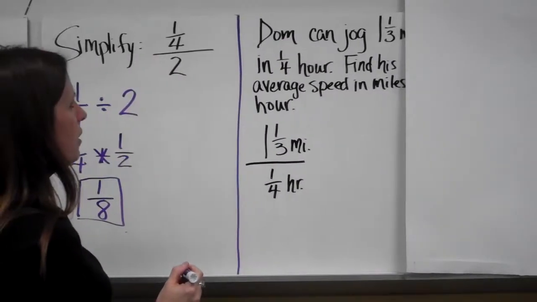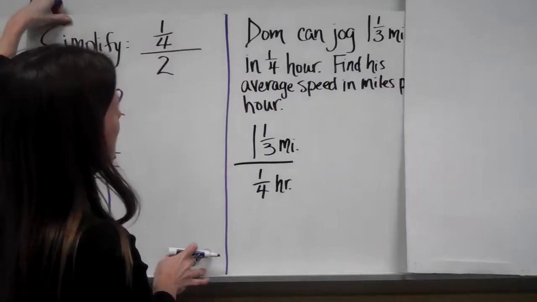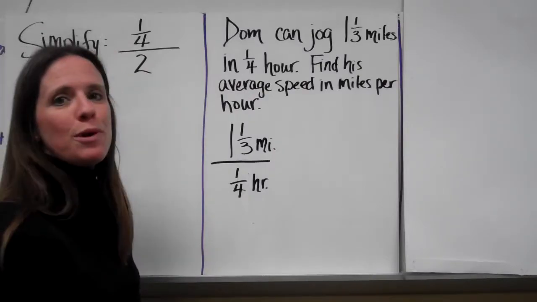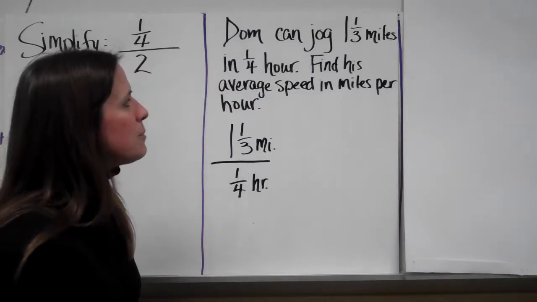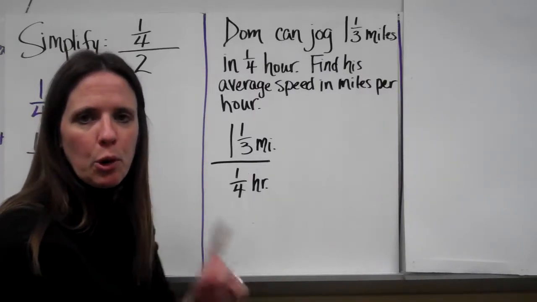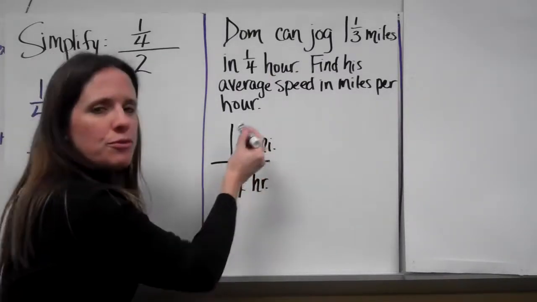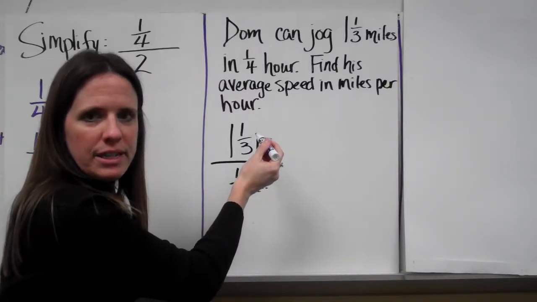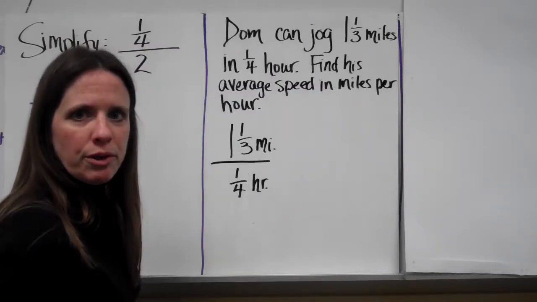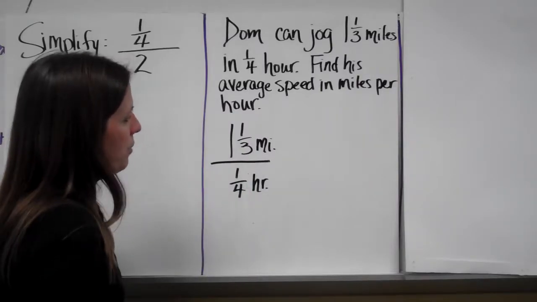Now a more real-world application of this is my next problem. Dom can jog 1 1/3 miles in 1/4 hour. Find his average speed in miles per hour. So we're looking to get this rate into a unit rate per 1 hour. We have 1 1/3 miles. And remember, you have to write those units. It's very important to keep those units so you know when you get done if you found the answer that you're looking for. Are you finding the miles? Okay. Over 1/4 of an hour.